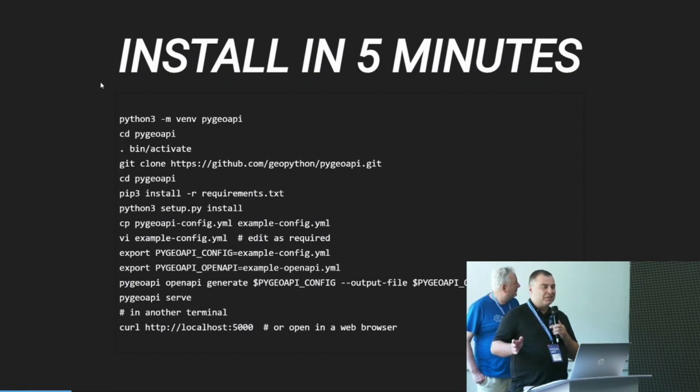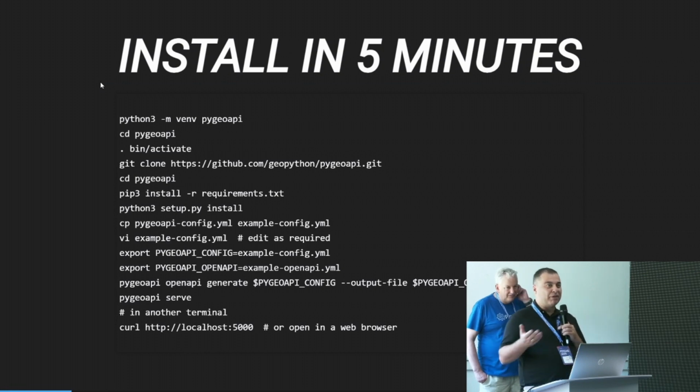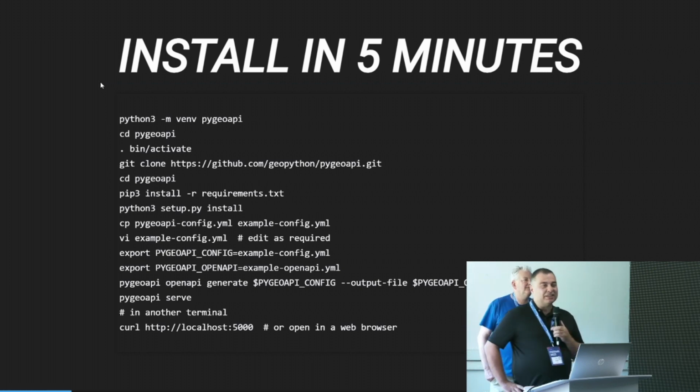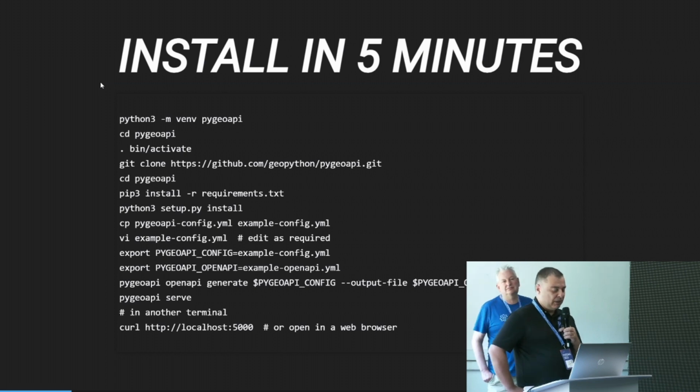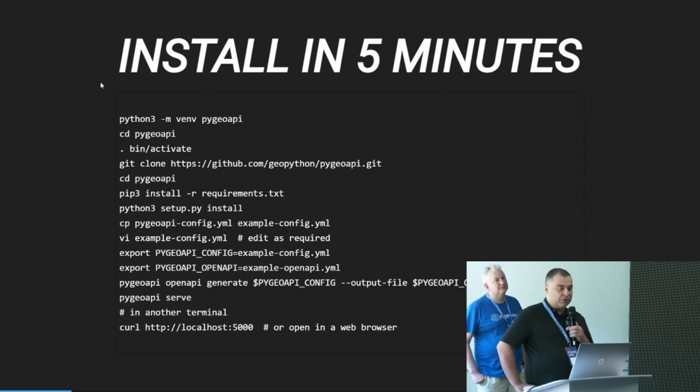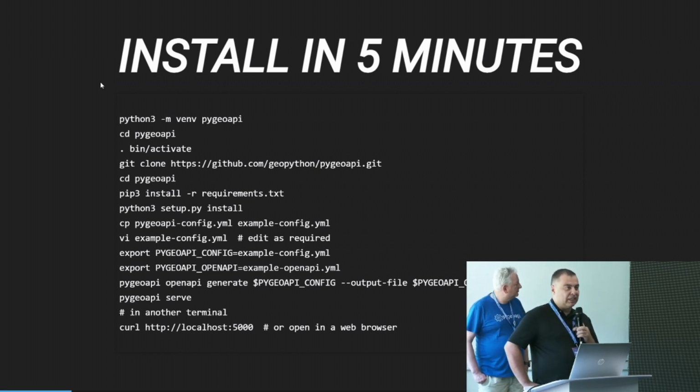Whoever was here for the PyCSW presentation saw that we had a 4-minute install. So for PyGeoAPI, we have a 5-minute install. Might take you 5.5, hopefully not 6, right? So the basic idea to get it up and running is on our website, which is pygeoapi.org. And with a few simple steps and configurations, you should be able to stand up a relatively lightweight server.